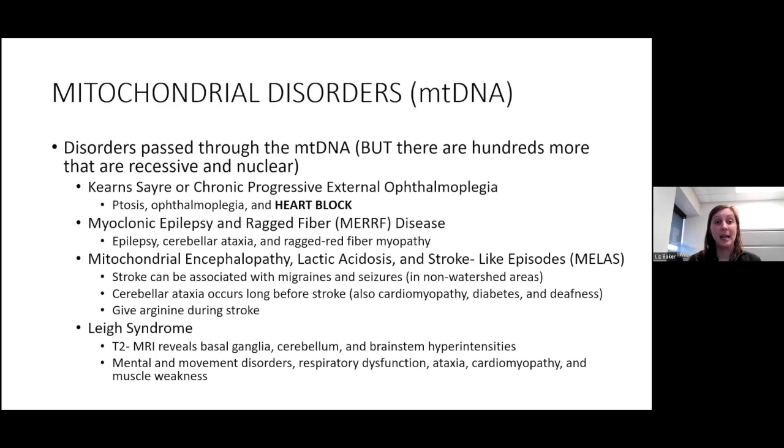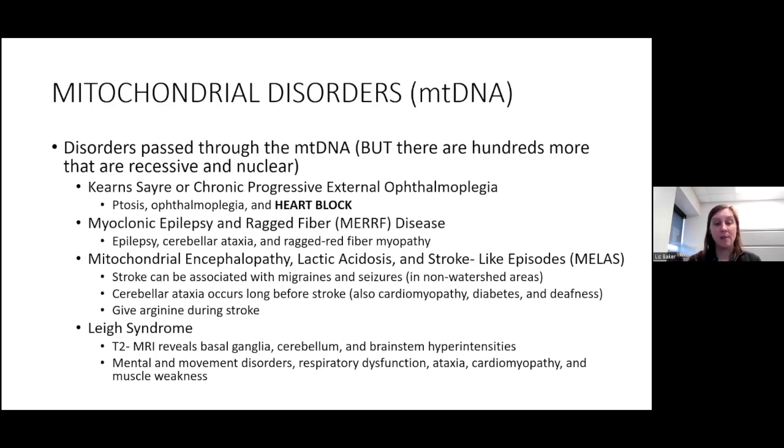The disorders that are from mitochondrial DNA, so maternally inherited, include Kearns-Sayre or chronic progressive external ophthalmoplegia. These kids will show up with ptosis and ophthalmoplegia, but the big thing to know about is the heart block. They need to be on a Holter monitor because it can go into type 1 heart block. There's myoclonic epilepsy and ragged red fiber disease, which has exactly what the name says: epilepsy, cerebellar ataxia, and ragged red fiber myopathy.